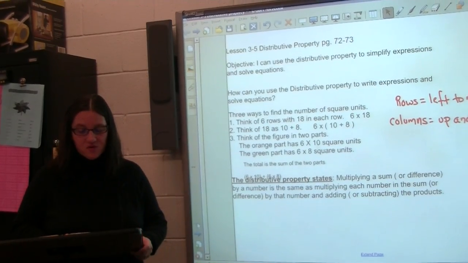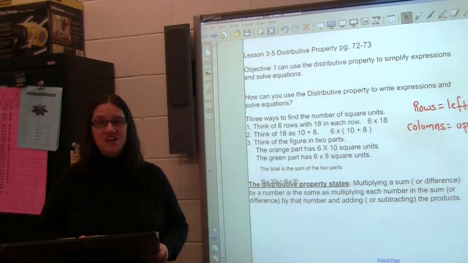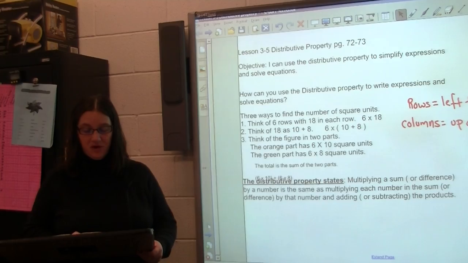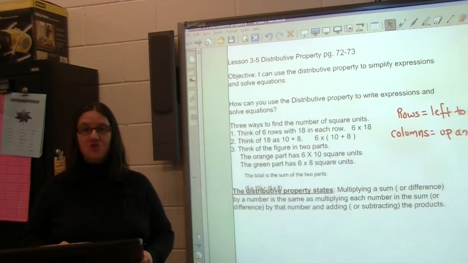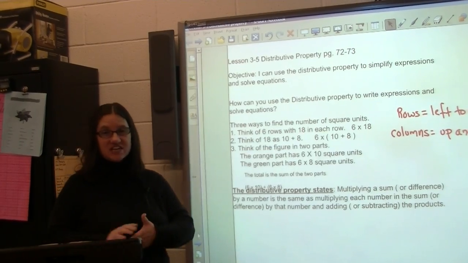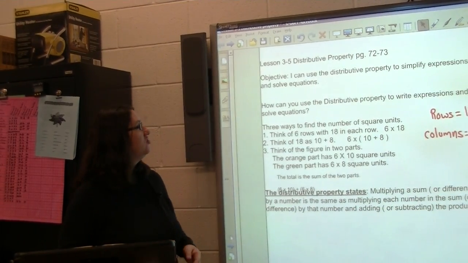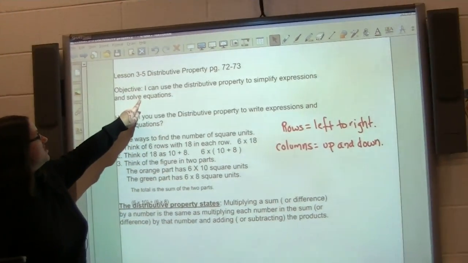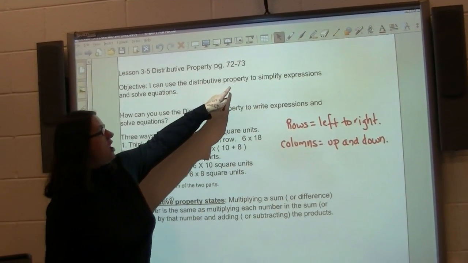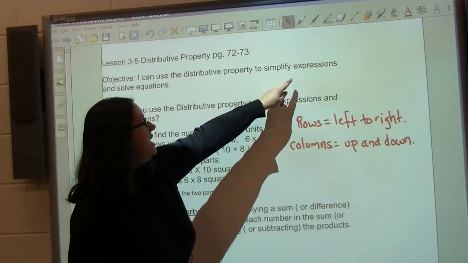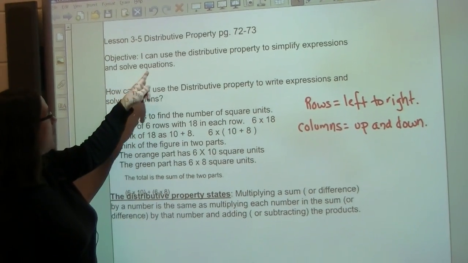Okay, fifth grade, today we're going to start lesson 3-5 on the distributive property. It is found on page 72 and 73 in your textbook. So let's have our textbooks out, get the spiral out, and open to your next page. We'll start with our objective today. I can use the distributive property to simplify expressions and solve equations.